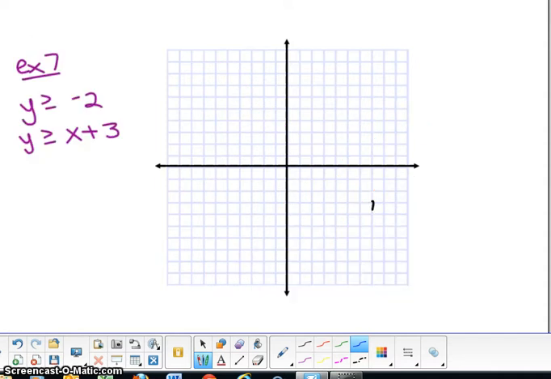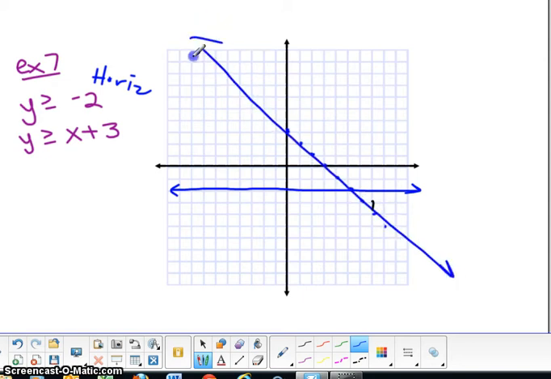Okay, the next one, we have a horizontal line, because anything that's y equals is going to be horizontal. Do -2, and it's a solid line. And then y plus 3, so you go up 3 and then down 1 over 1. And continue that for a while. So it looks something like that.